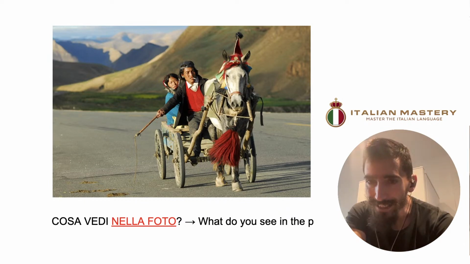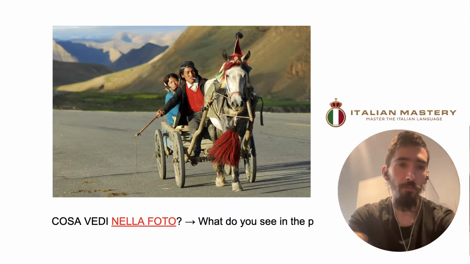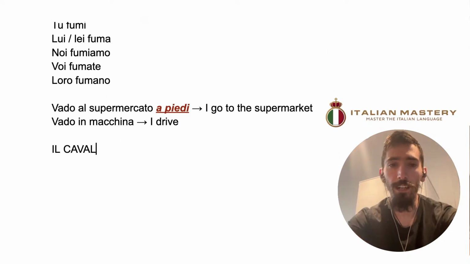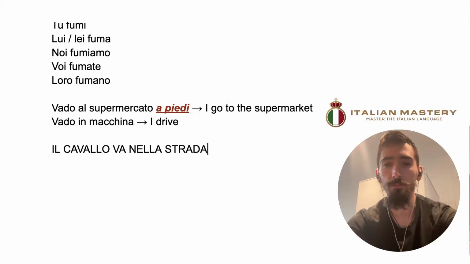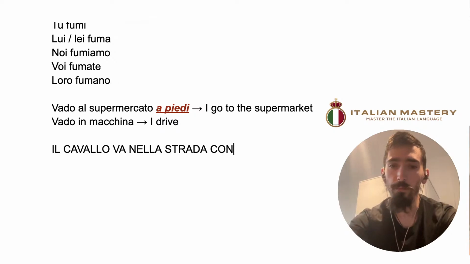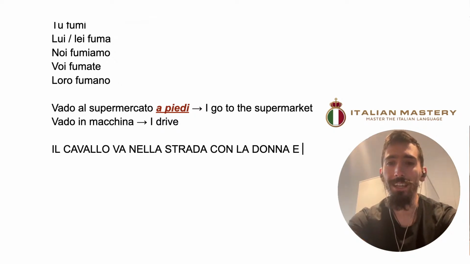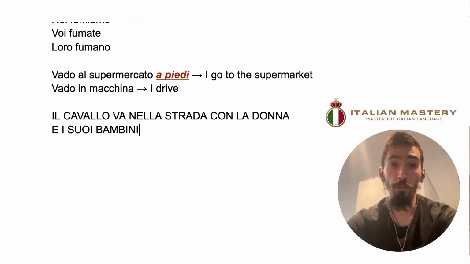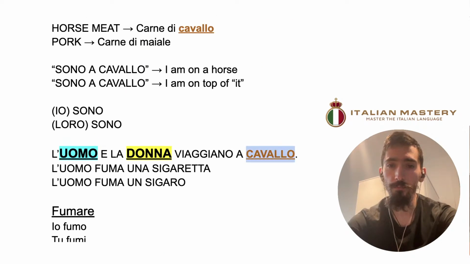Il cavallo va nella strada con la donna e i suoi bambini. Great. Il cavallo va nella strada con... Was it con? Don't want to misrepresent. Il cavallo va nella strada con la donna e i suoi bambini. Ok. We've already seen cavallo. We know what it means. It means horse.